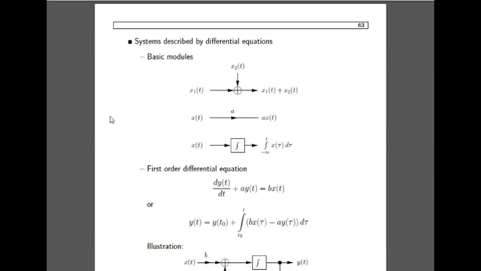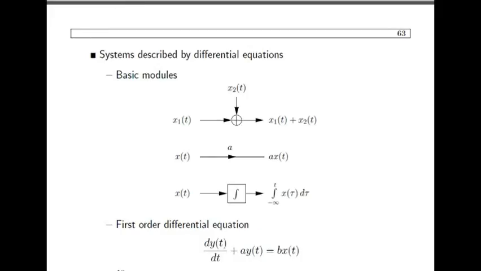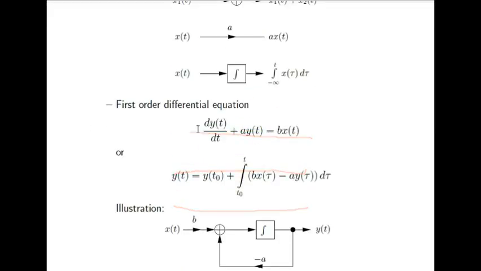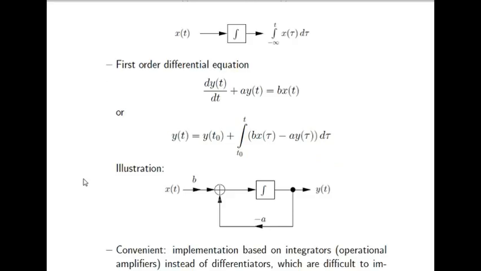Okay, now let's see the continuous time case. For continuous time, the similar function is there for addition and for multiplication with scalar also. And there is a difference between continuous time and discrete time in this basic module, which is the integration module. Here I am integrating the signal from minus infinity to t. So if I have a differential equation in this manner, I can write it in this form also by integrating it. So how do I represent it?